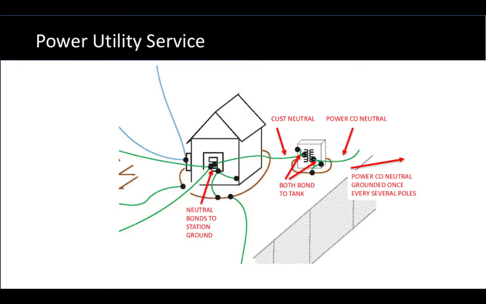Further, the customer's neutral is tied to the disconnect panel in the station, and that ties into the grounding system. So that's how the customer's neutral gets tied to ground. On the utility side, their neutral is also grounded every several poles, and they're bonded not just to their own grounding system, but tied also to every other customer that they serve. So your station CP could be bonded to a massive extended grounding system.